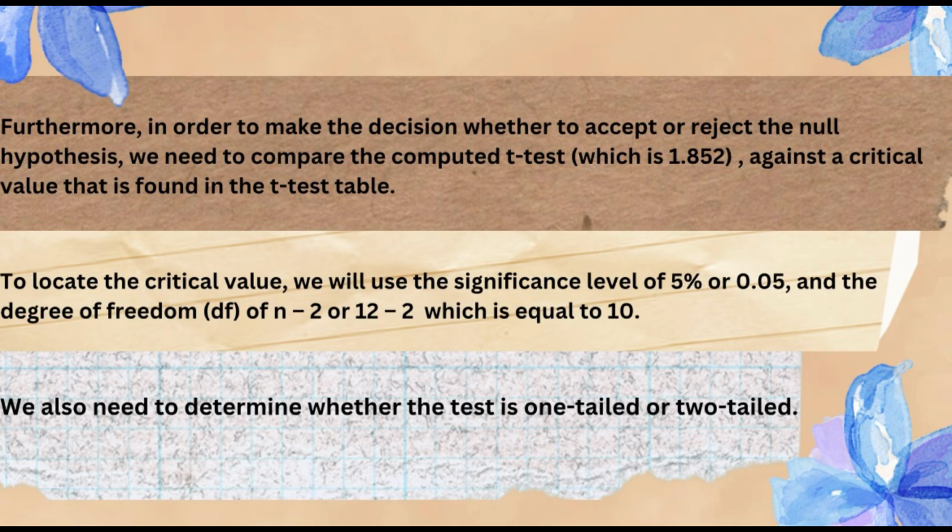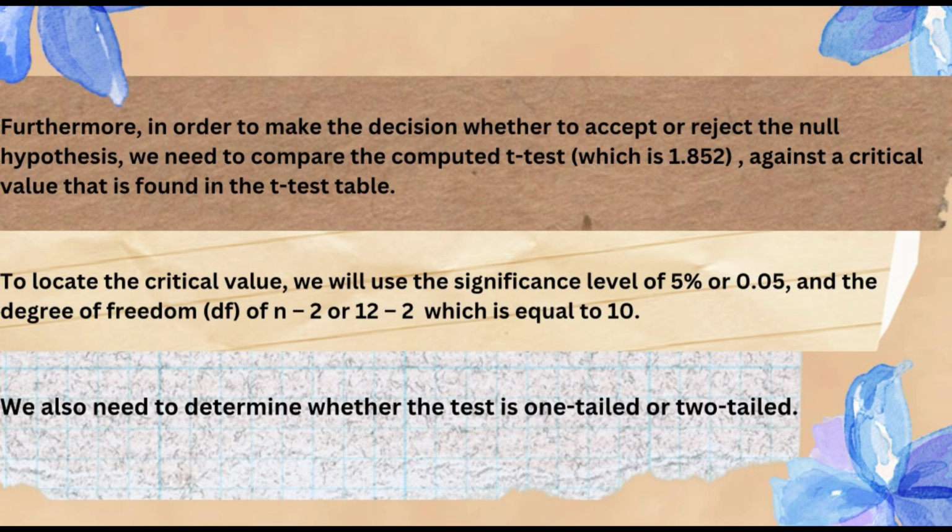I will discuss how to compare the t-test and critical value. So, we already have the t-test value of 1.852. Furthermore, in order to make the decision whether to accept or reject the null hypothesis, we need to compare the computed t-test, which is 1.852, against a critical value that is found in the t-test table.